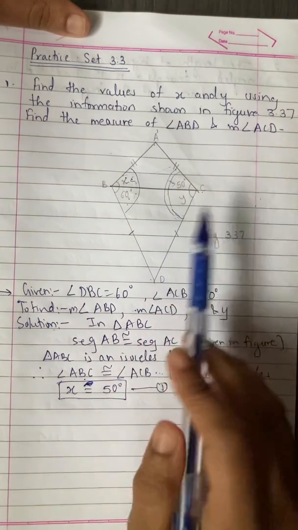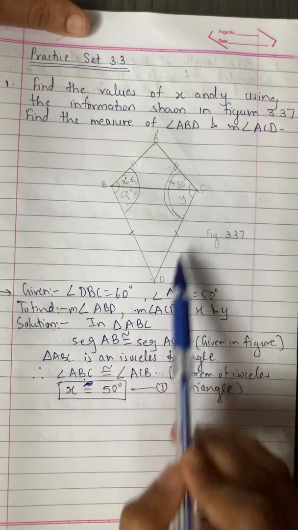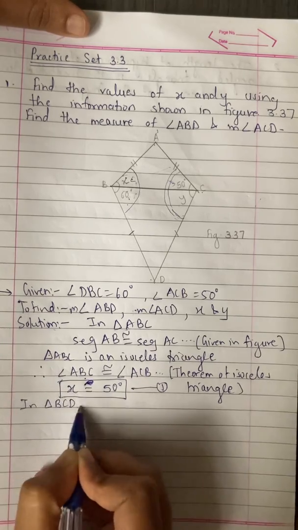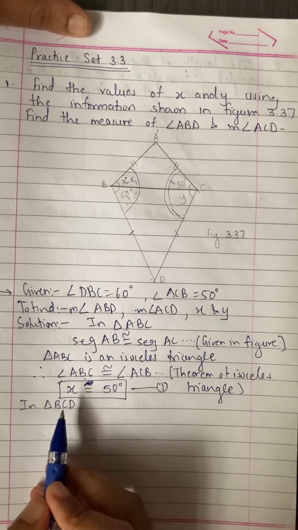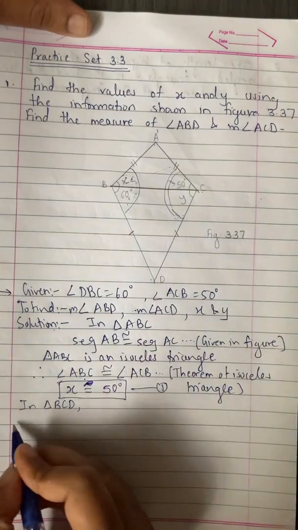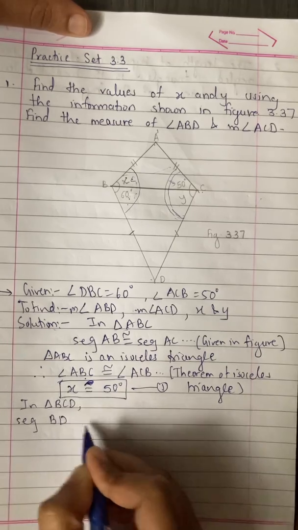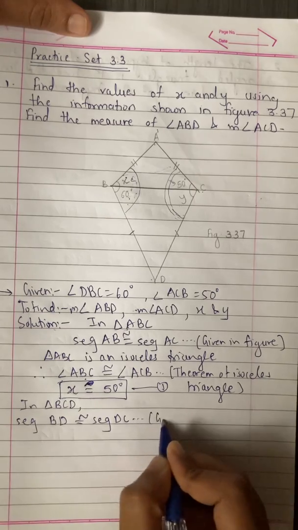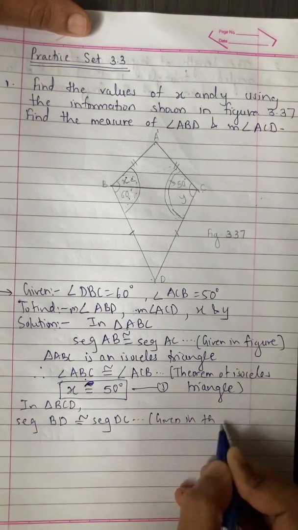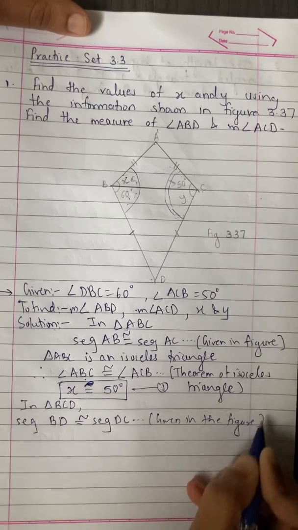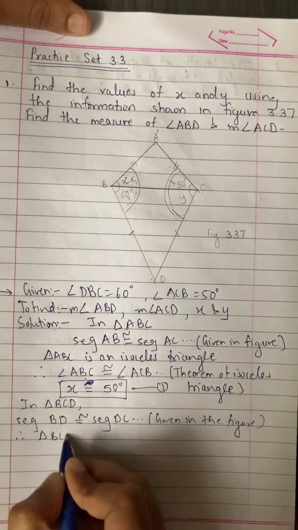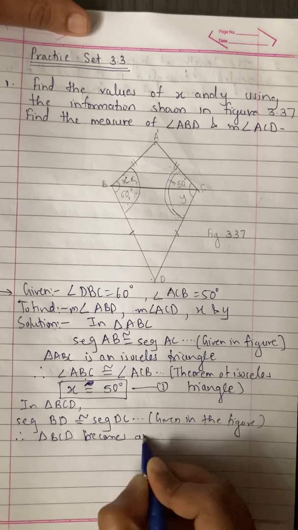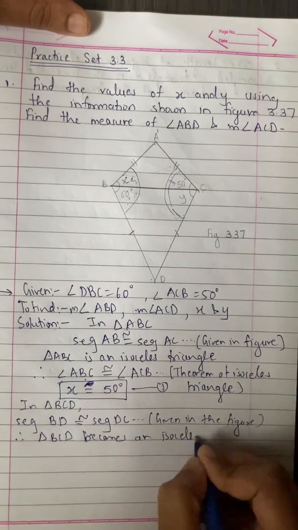So how to get y? In triangle, we have to consider triangle BCD. Okay, so in second triangle, in triangle BCD, now what do we find out? Which two segments in the second triangle are congruent? You can see here segment BD is congruent to segment DC. It is given in the figure. So therefore triangle BCD becomes an isosceles triangle.